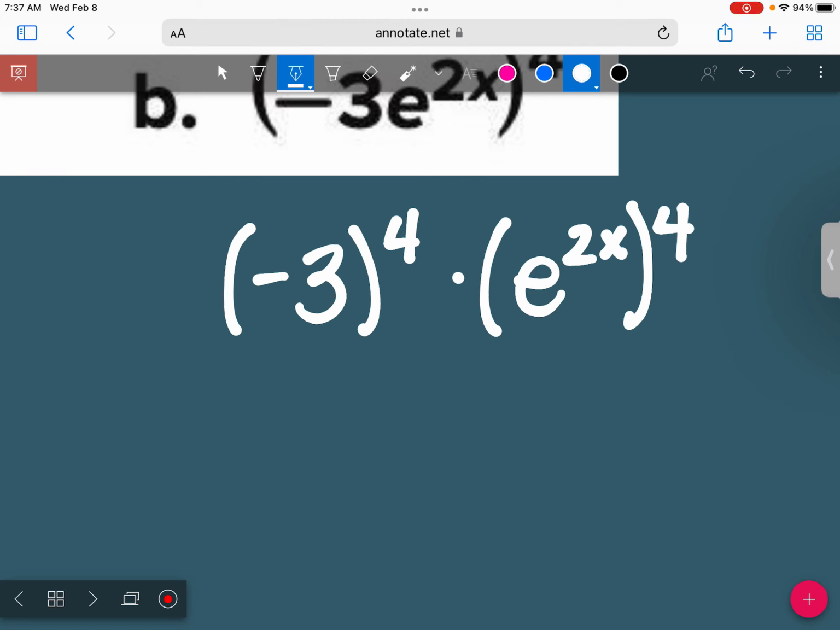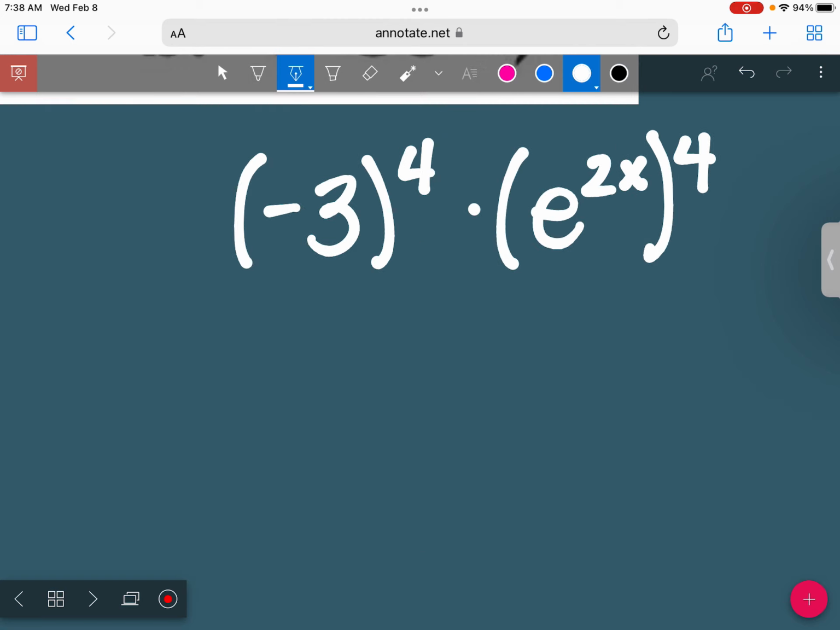Exactly. Because sometimes when we see something in parentheses like that, we just want to multiply our exponent towards our other exponent, and we forget to bring it to the negative 3. But we have to remember that every piece inside those parentheses is getting raised to the 4th power. Okay? So what is negative 3 to the 4th power?